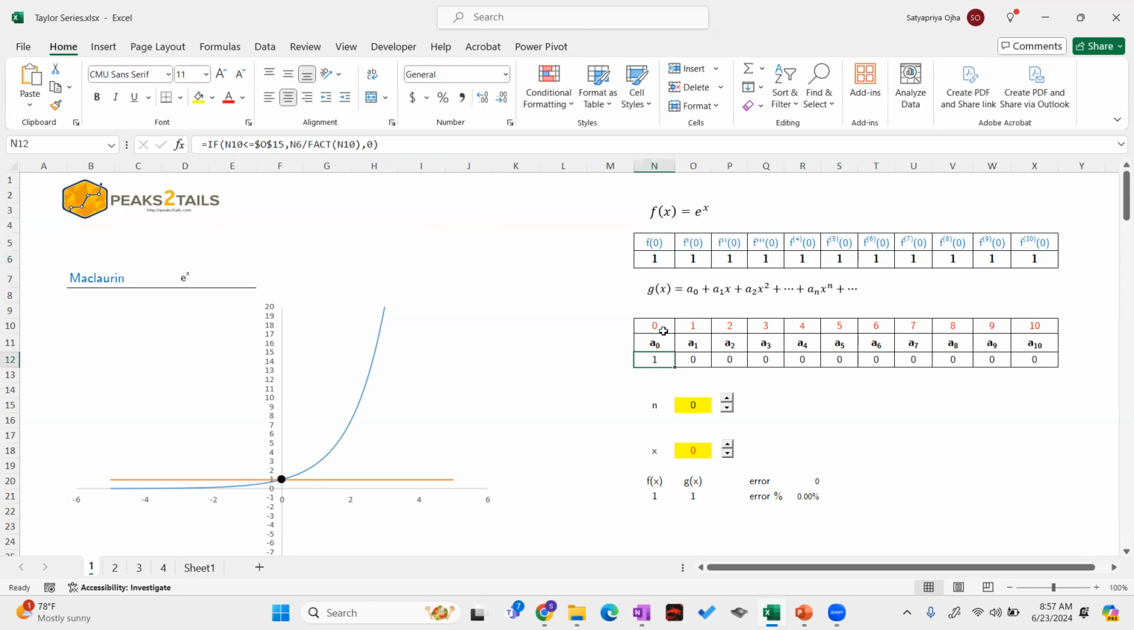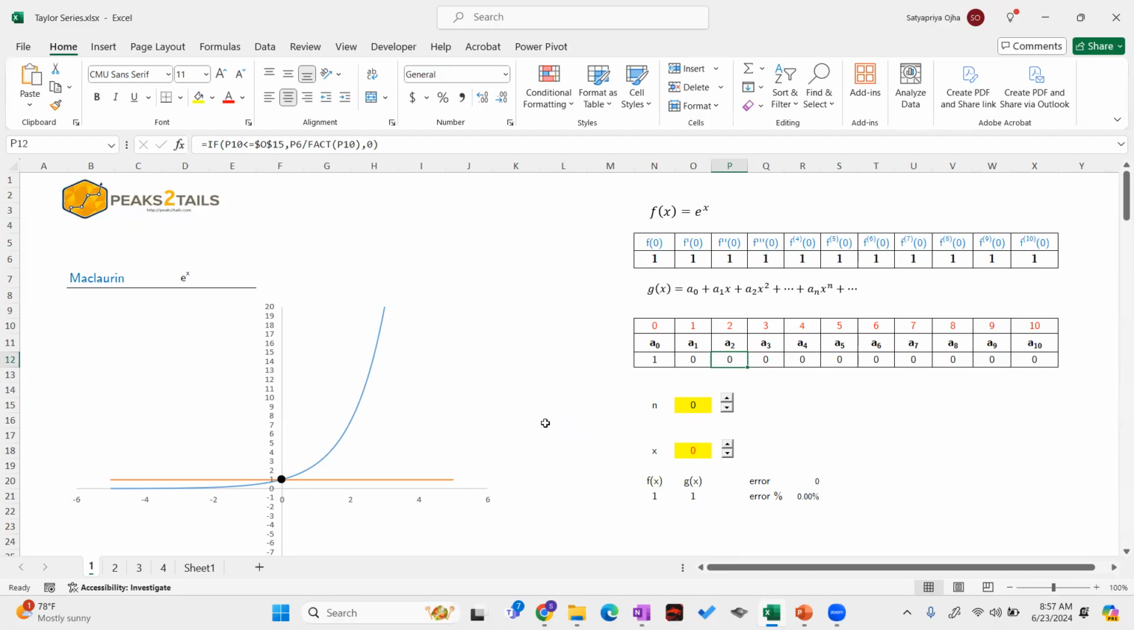right? So the first coefficient would be f0 divided by 0 factorial. 0 factorial is 1. Second coefficient a1 would be f dash 0 by 1 factorial. Correct? The a2 coefficient is f double dash 0 divided by 2 factorial. That is what I've written. Okay, so this is the e to the power x expansion at x equal to 0.